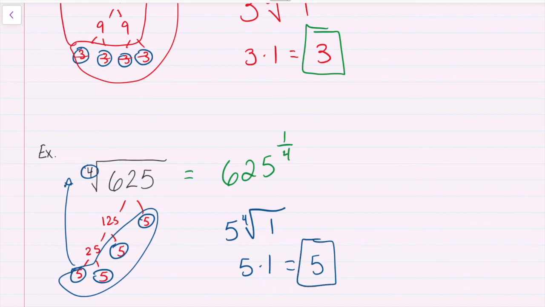Now, these examples are perfect roots. What I mean by that is there's never going to be something left inside the root. Sometimes there will. And that's something for another lesson.